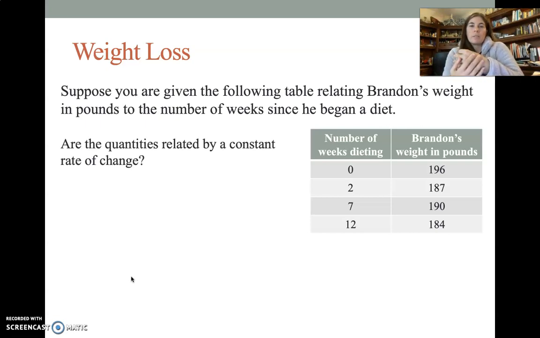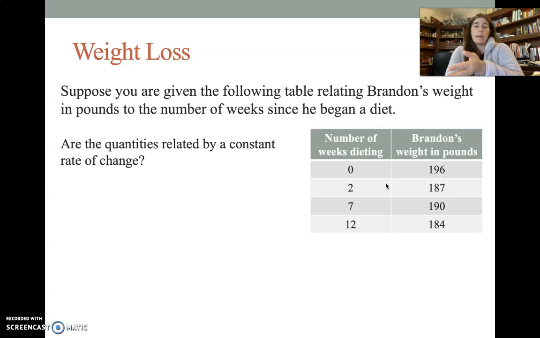And so the first question is, are those quantities related by a constant rate of change? So we have two ways we can go about it. One, I can just look at the table and tell you the answer is no. And here's why. I see here that Brandon's weight goes down, but then it goes back up, and then it goes down. So as time is increasing, his weight goes down, up, and down. There's no way I could have a constant rate of change because that number is decreasing, then increasing, then decreasing.